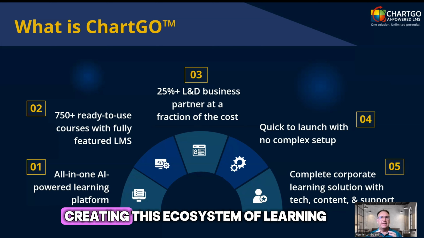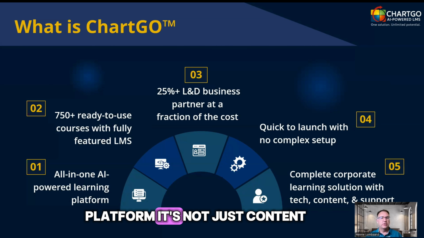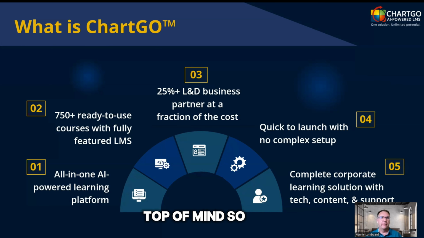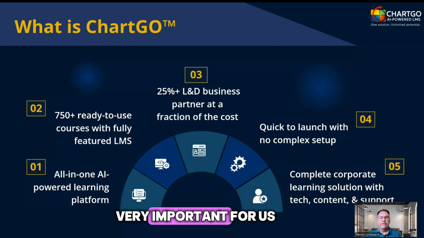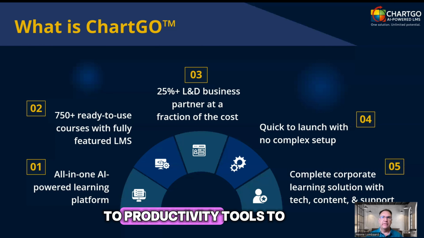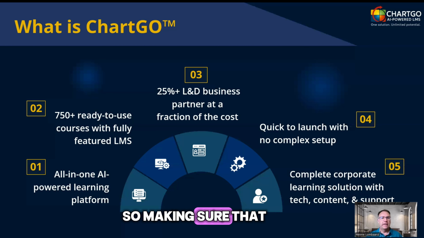So we focus on creating this ecosystem of learning. It's not just a platform, it's not just content, but an integrated solution with your business strategy top of mind. As you can see, we have the 5 areas that are very important for us in ChartGO. The AI-powered platform, then 750 plus ready-to-use courses, from soft skills to productivity tools to compliance, making sure that's ready for you to consume as required.